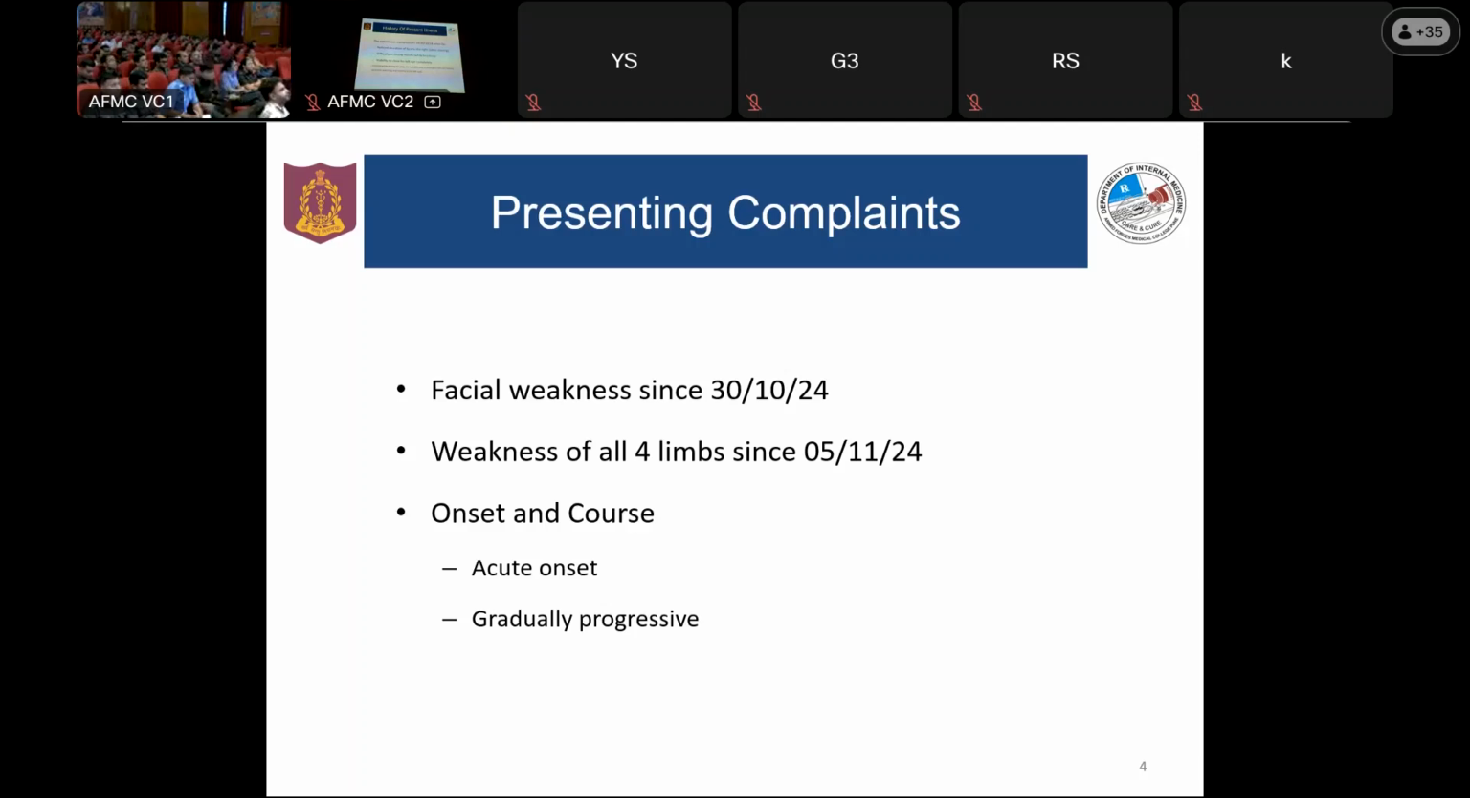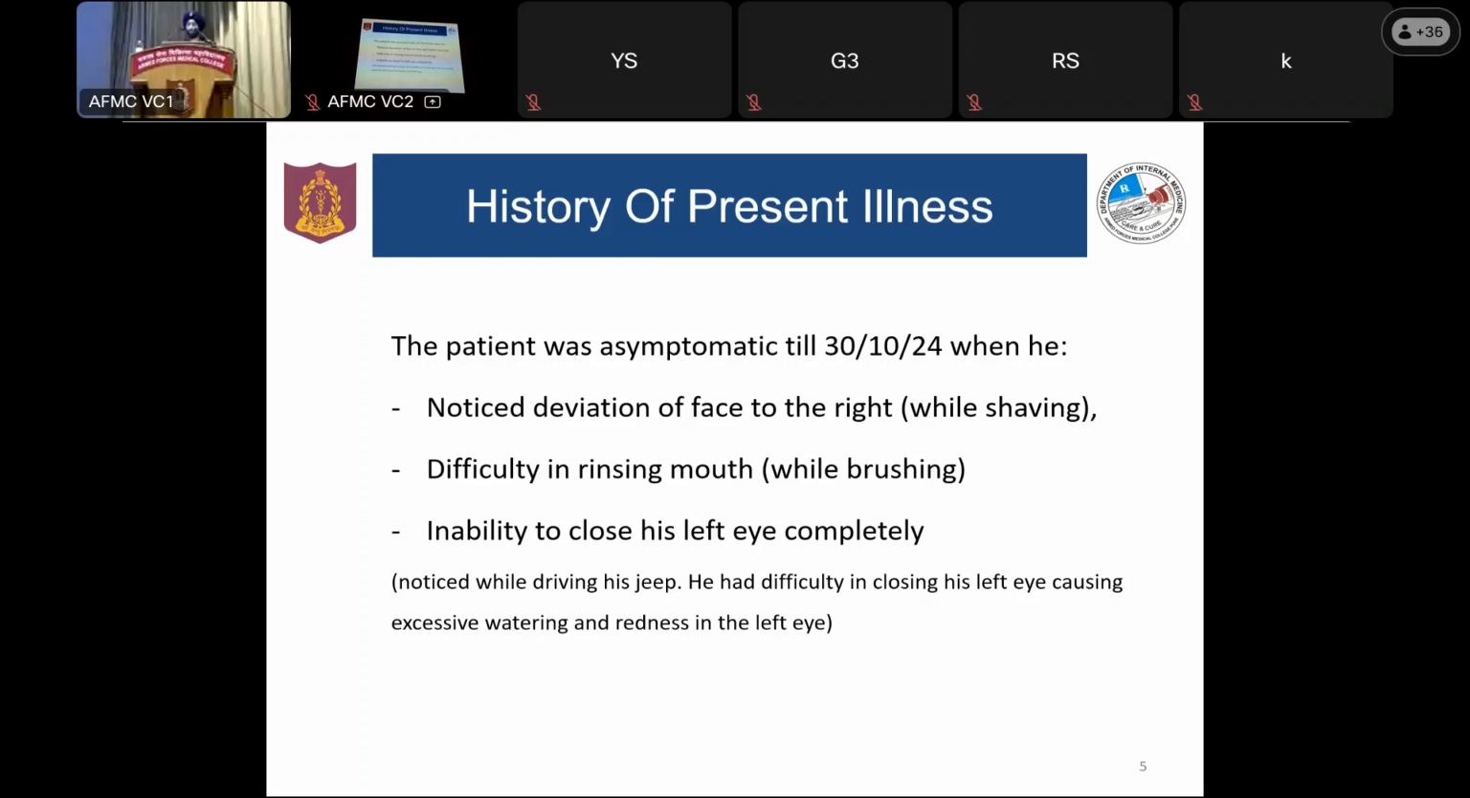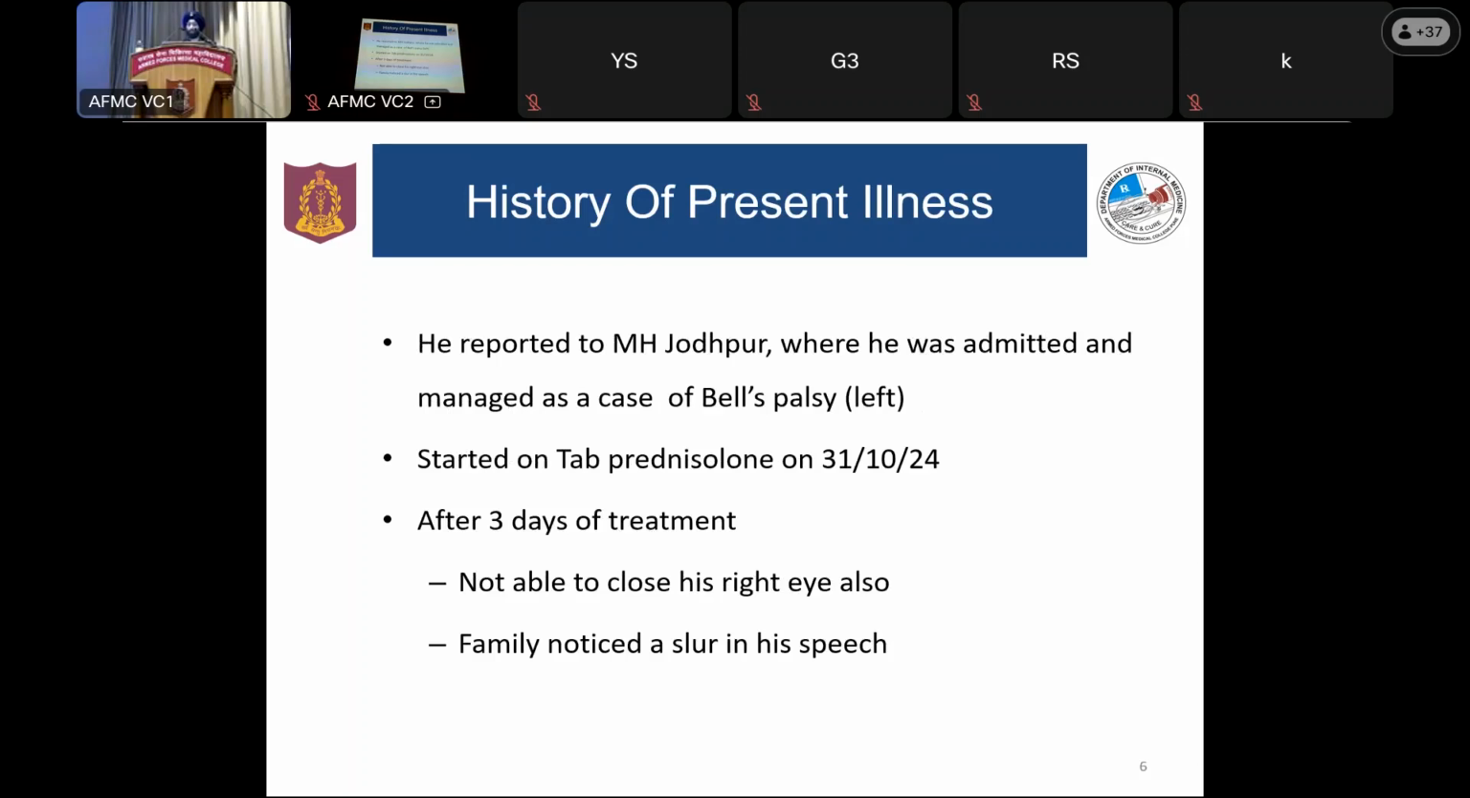The patient was asymptomatic till 30th of October when he noticed deviation of face to the right while he was shaving and difficulty in rinsing mouth while brushing. He also noticed inability to close his left eye completely while he was driving, when he had excessive watering and redness in the left eye. Further, he reported to AFMC Jodhpur, where he was admitted and managed as a case of left-sided Bell's palsy, and started on tablet prednisolone on 31st of October. After 3 days of treatment, he noticed he is not able to close his right eye also, and his family noticed a slur in his speech.